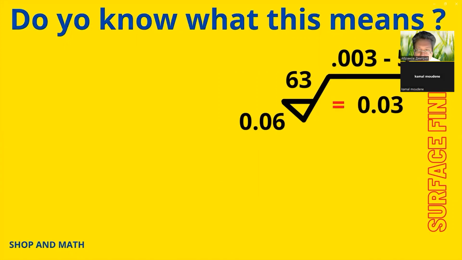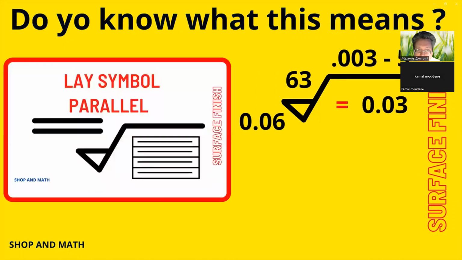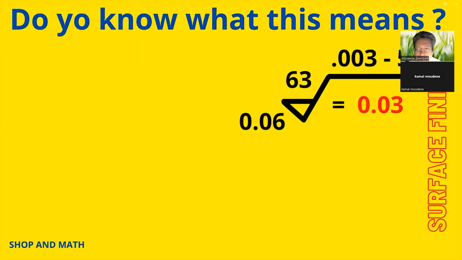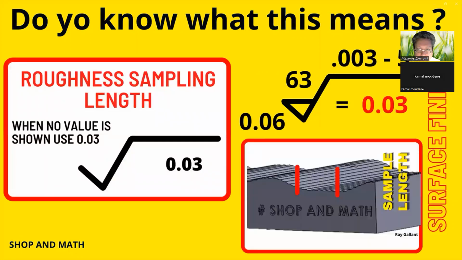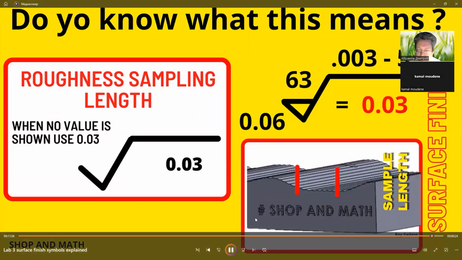Next up, it looks like an equal sign on the bottom. That equal sign is the lay symbol for parallel. The machine finish is parallel to the surface that this is applied to. Next up is the 30 thou on the bottom right-hand side. This is the roughness sample length. As shown earlier in this video, you can set the sample length using the surface roughness tester.